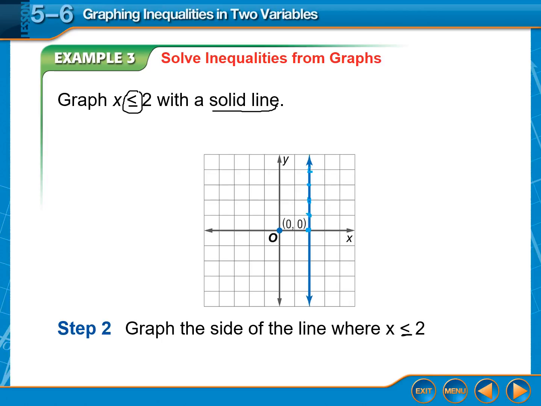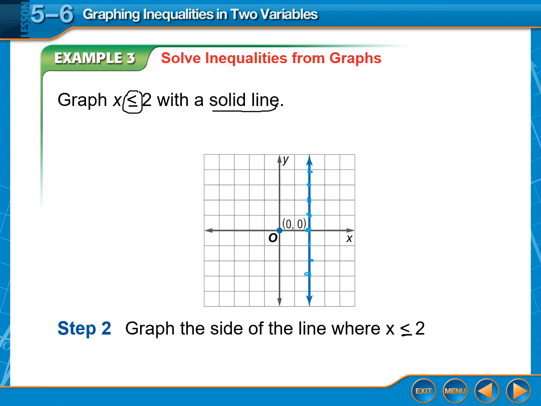Basically, I could continue going up or down this particular line here. x would always be 2. That's what I'm looking for. If I move left or right, x is no longer 2. So that's why I draw the line going straight up and down where x is 2.